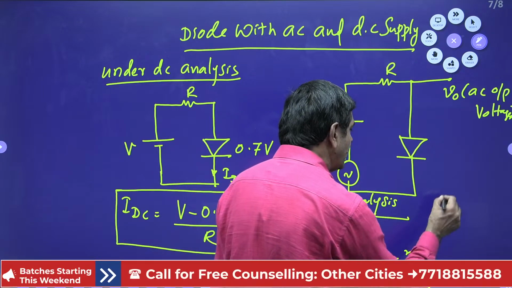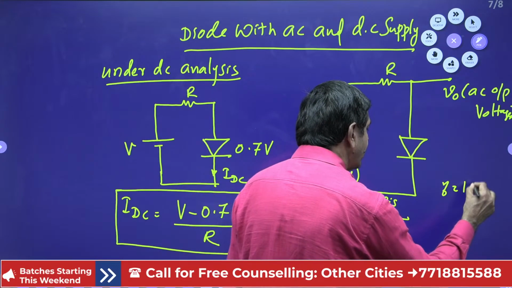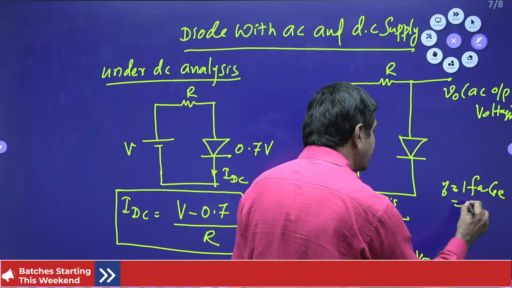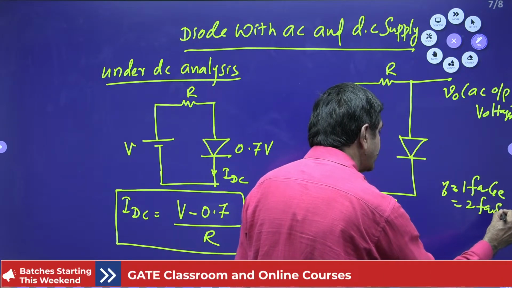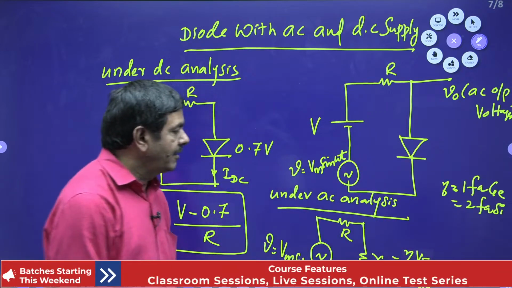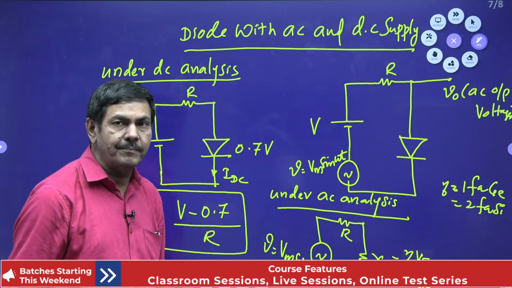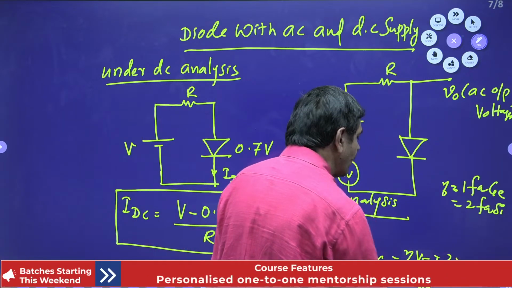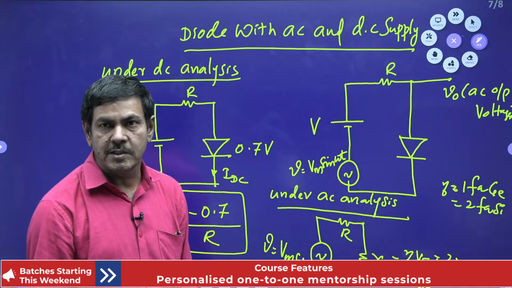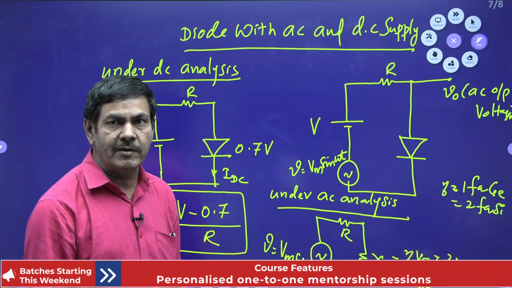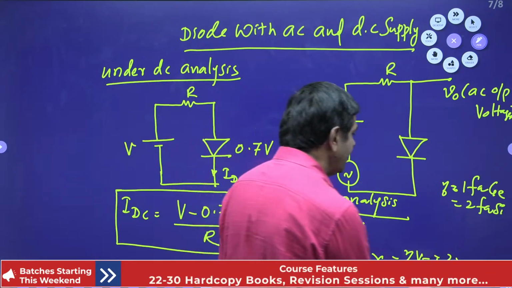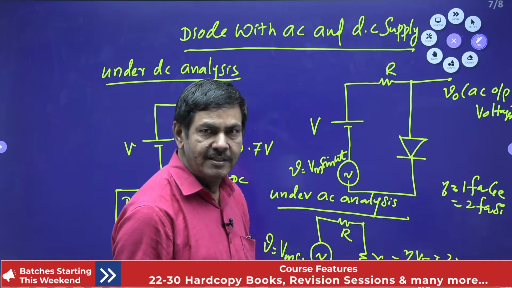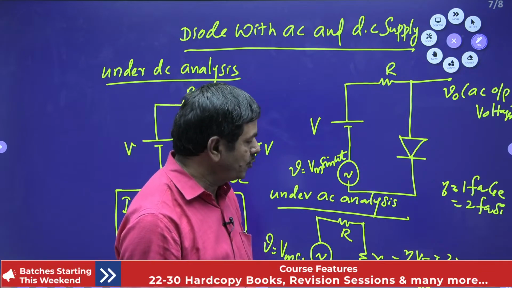The eta value is a fixed value: 1 for germanium and 2 for silicon. Now we assumed it is silicon, so you can put 2. For the thermal equivalent of the voltage, Vt, you will give 26 millivolts, otherwise sometimes they will give 25 millivolts. Whatever is given, you can put now.